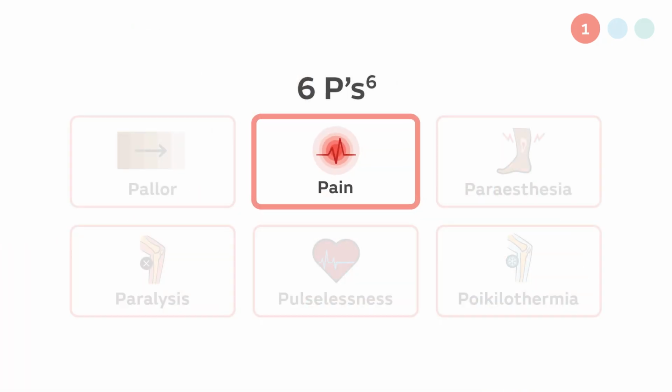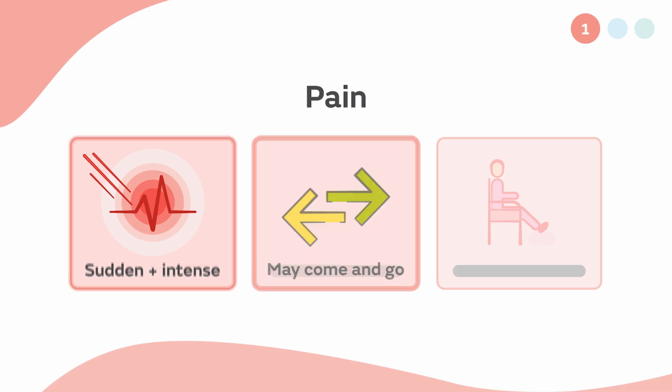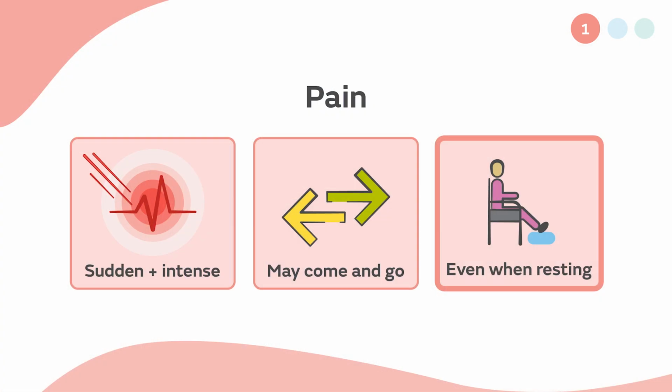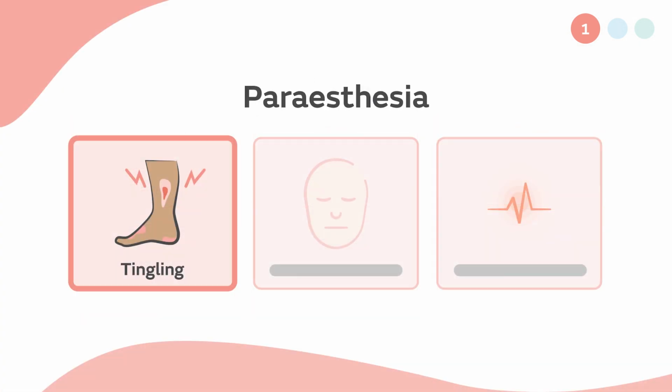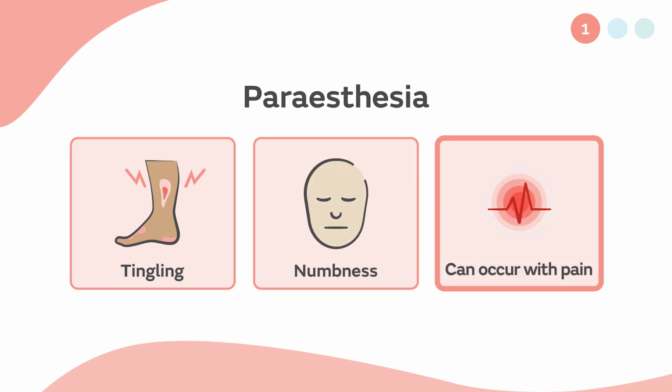Next is pain. Your patient may experience sudden and intense pain in the muscles. Early on, this pain may come and go after walking or exercise, but as the condition worsens, your patient will feel it even when resting. Paresthesia. A tingling sensation or numbness of the limb. This numbness can even occur along with the ischemic pain.